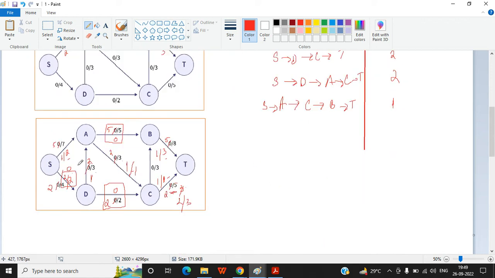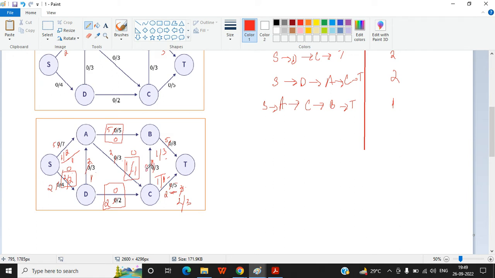Now calculate the residual capacity. This is 1, this becomes 0. Right? 1 minus 1, it is 0. The residual capacity for this also becomes 0. Oh, sorry, we are not calculating this one. We are calculating this one. C to B. We are going C to B. So this will be 1.